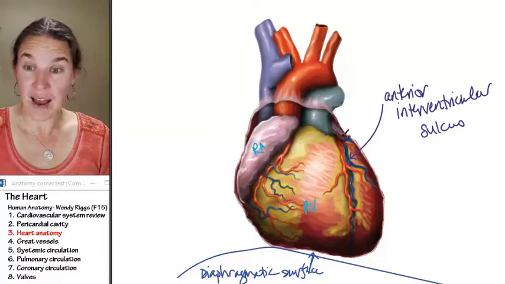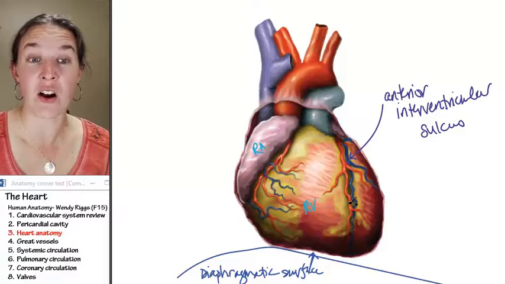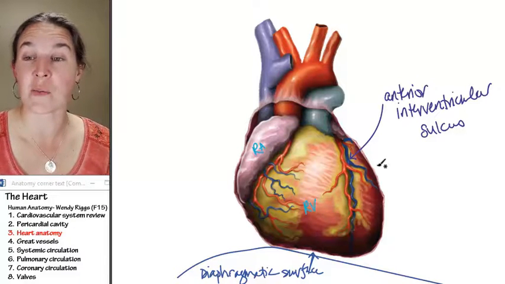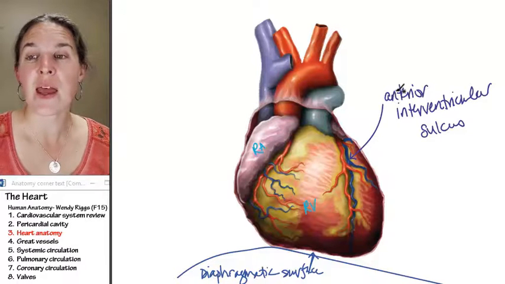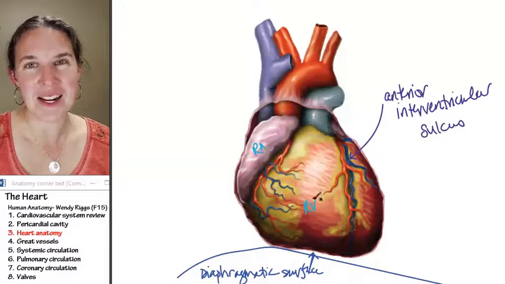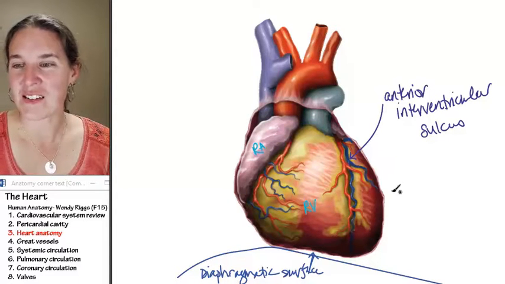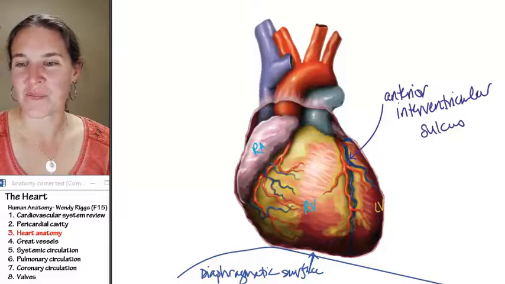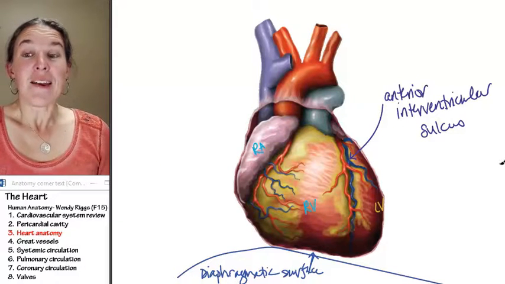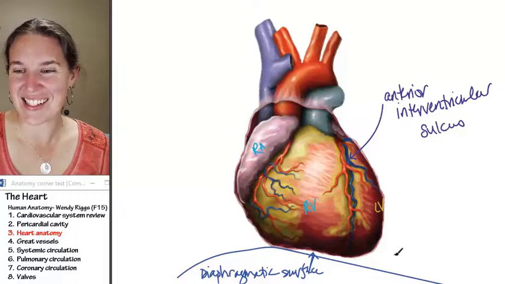We actually have some blood vessels that are feeding and draining the heart, and we're going to talk about those guys when we talk about coronary circulation. The anterior interventricular sulcus separates the right ventricle and the left ventricle. So over here, this is left ventricle. The apex of the heart is the point.